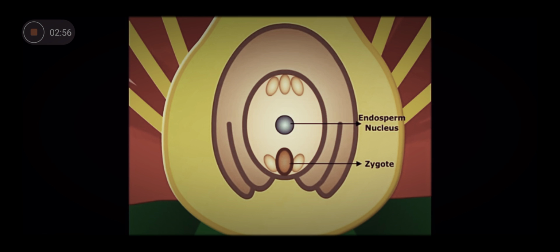Endosperm will divide later on to form nutritive tissue, which will provide nourishment to the developing embryo. The process of fertilization and triple fusion together is called double fertilization.